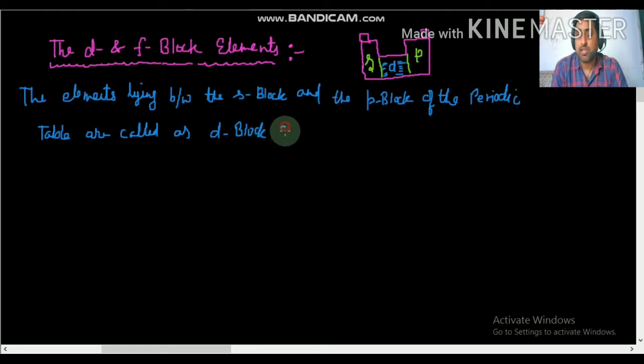So in this way you can simply denote their position in the periodic table. So here it is the D block elements in the table. So this is your D block elements. Now how will we define them? It is their position.